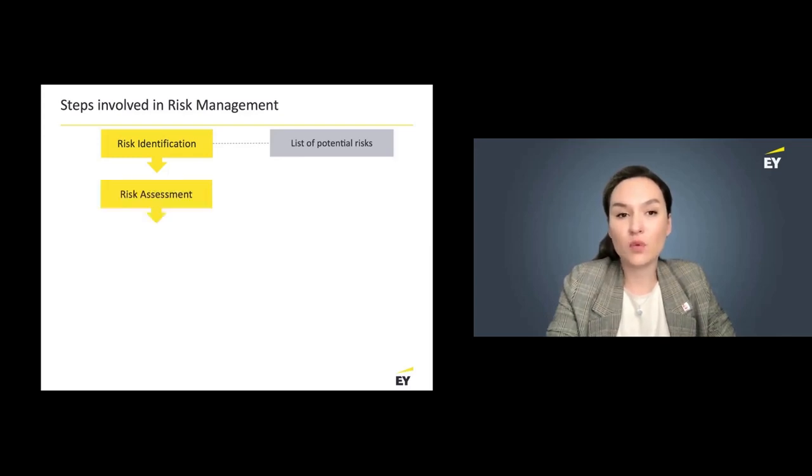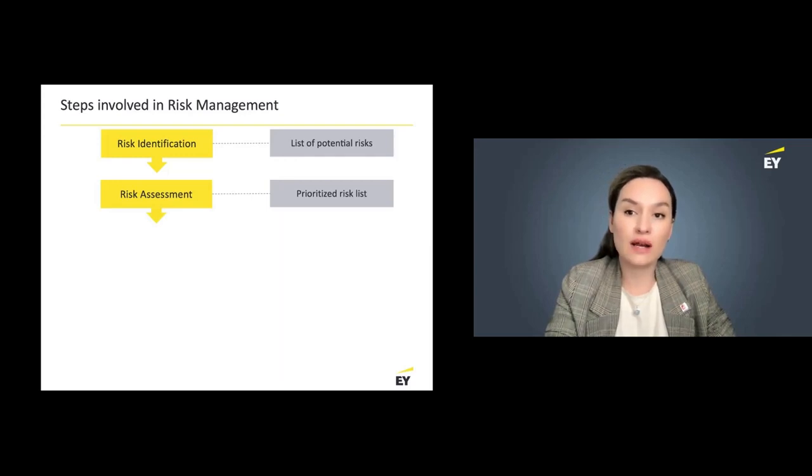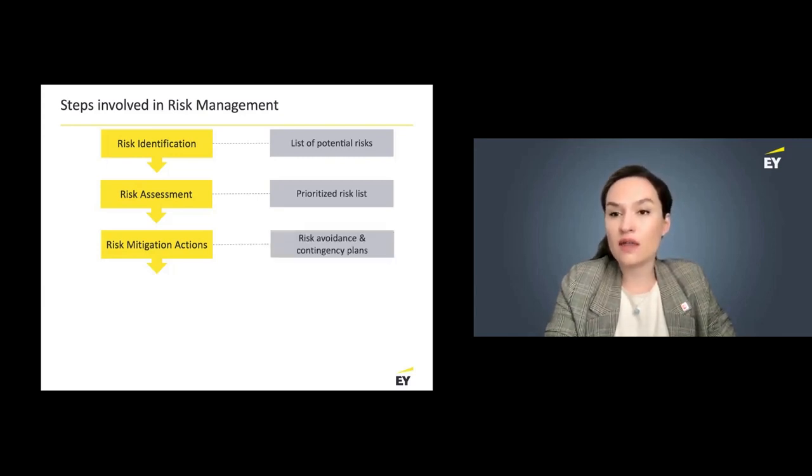The second step would be the assessment of risks. Not only is it important to identify the potential risks faced by the company, but also to assess the impact and the likelihood of each risk. Based on the assessment, risks can be ranked, so we will have a prioritized risk list. Upon completion of the risk assessment, the company can then decide on the appropriate risk mitigating actions. So either the company avoids the risks, or it transfers or shares them. There is a variety of mitigating actions available for risk management purposes.